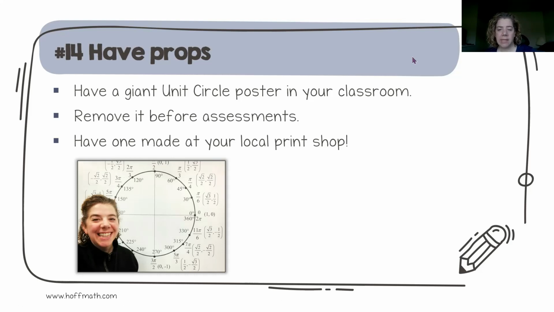And then I went in and asked them what the largest size laminator was that they had, and to make the poster big enough so it could fit through the laminating machine. And the whole thing cost like $50. And I just love it. And I do take it down before assessments.